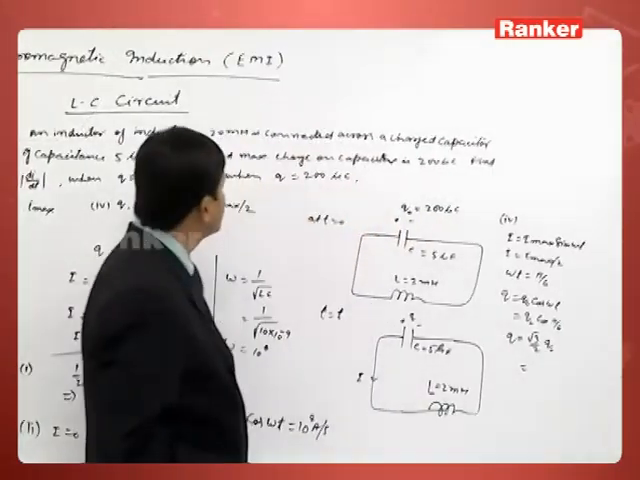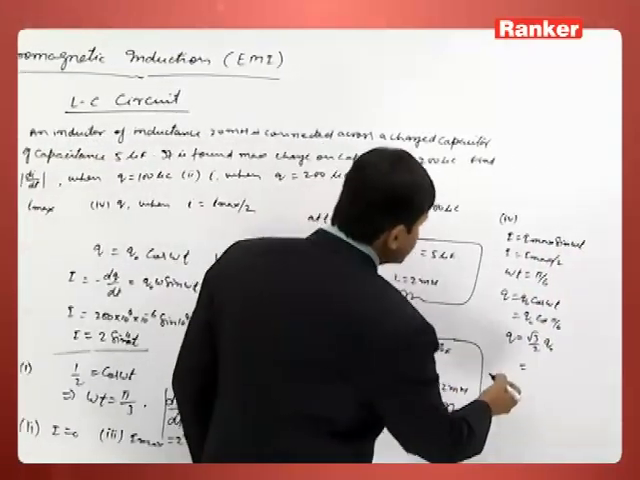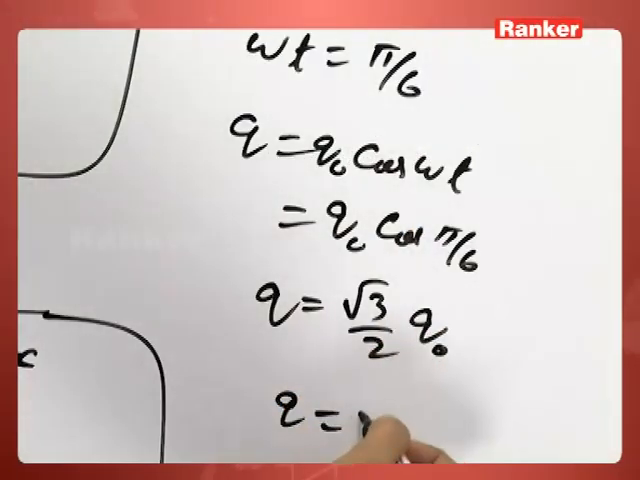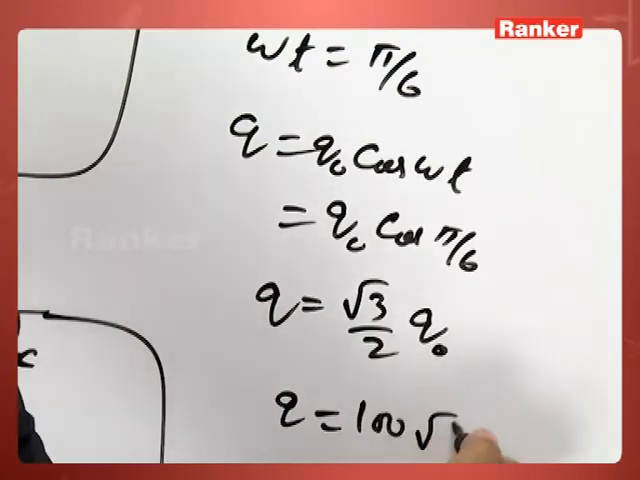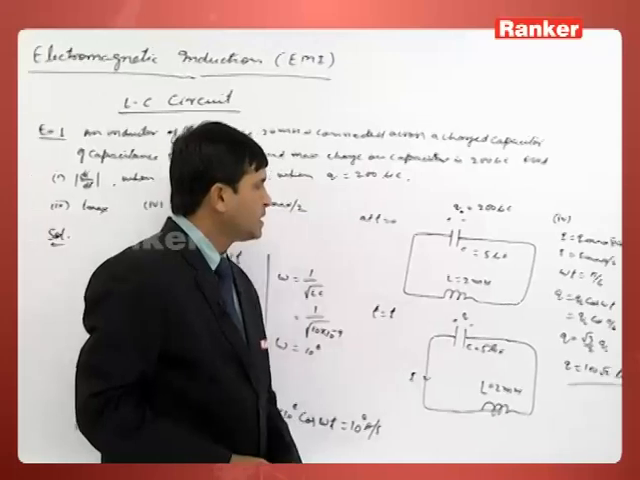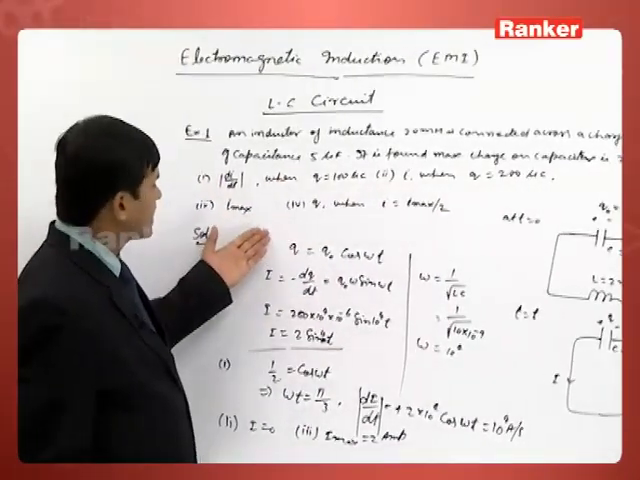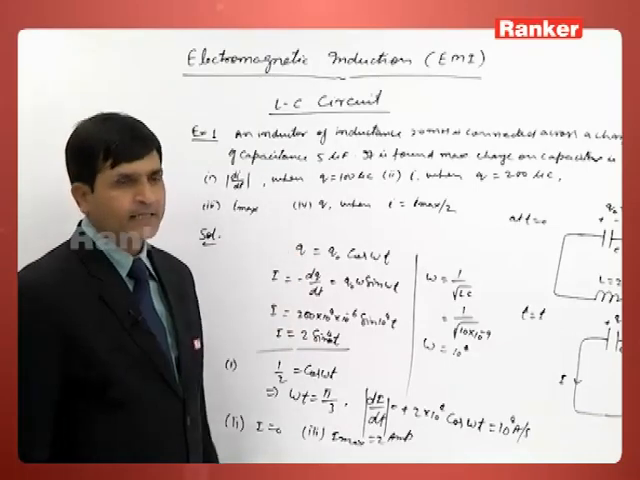And the Q naught value given here is 200. So we can get 100 root 3 microcoulomb. So in this manner we can solve the problem directly by using this relation.